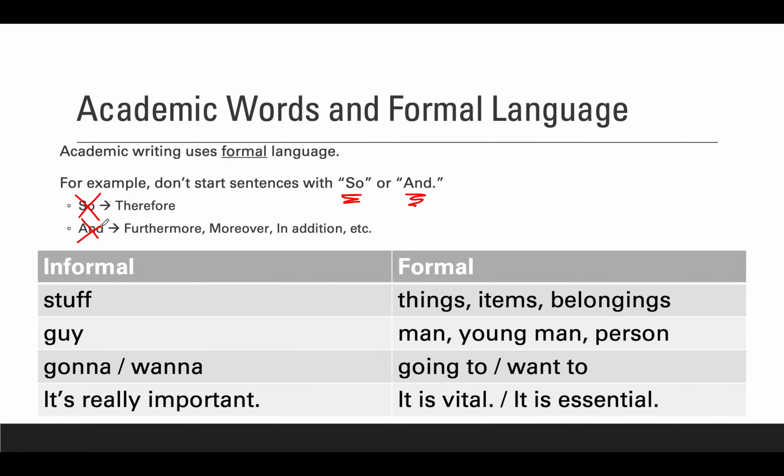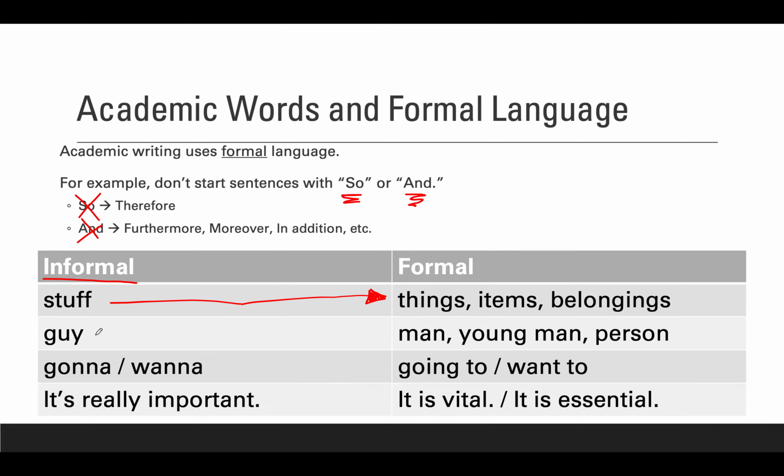So instead of "so," you would use "therefore." Instead of "and," you could use words like "furthermore," "moreover," or "in addition," adding that level of formality and professionalism to your writing. And there are lots of informal words that we use, for example, a word like "stuff." But in formal writing, we're going to use language such as "things" or "items" or "belongings."